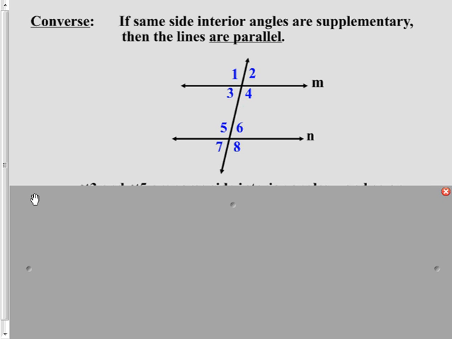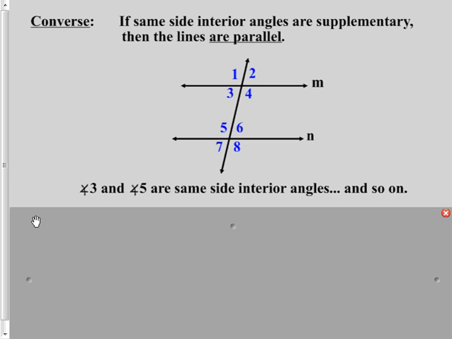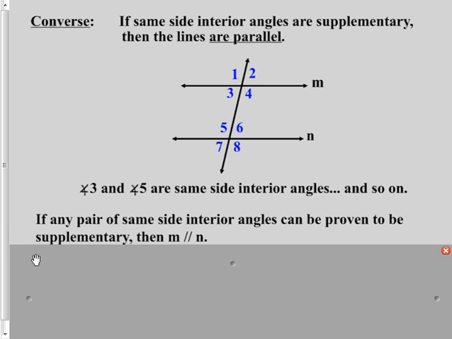So using that same diagram again, once again, we need to correctly identify where our same side interior angles are. They are angle 3 and angle 5, angle 4 and angle 6. And if you can prove in your picture that your same side interior angles, any pair of them, are supplementary, then your two lines are parallel.